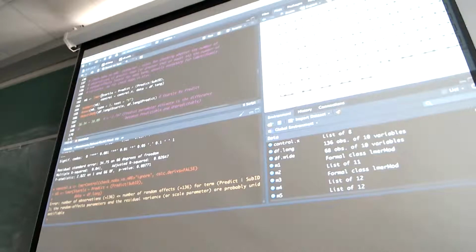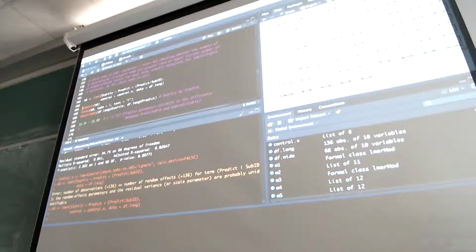All right, so let's break down Model 6 here. What is this portion? Fixed effects, exactly. For our fixed effects, we're just wanting to regress startle on predict, whether it was predictable or unpredictable. And then over here in our random effects portion, what are we telling R there? You're allowing your coefficient for the predict variable to vary randomly across subject ID.